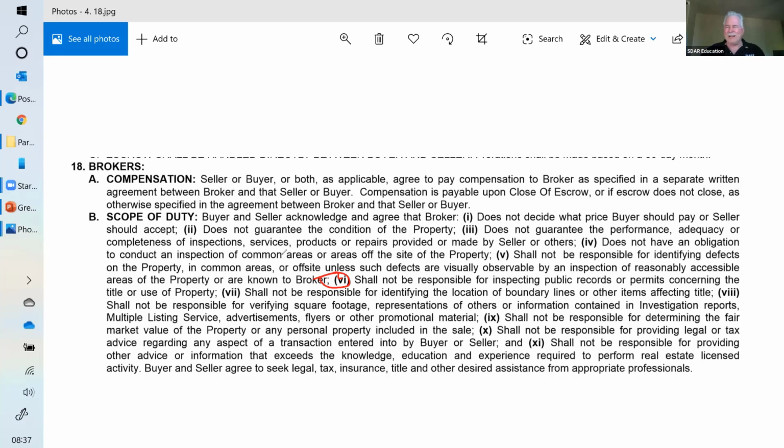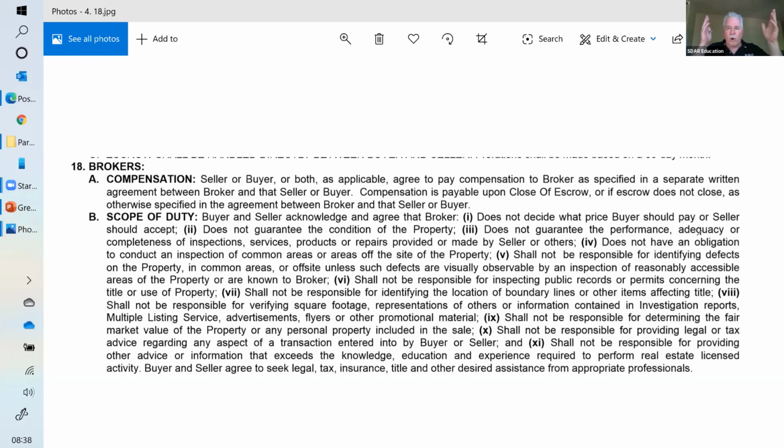Buyer can pay people, I don't know, was it $50? Pay somebody to go do it. I'm not that $50 guy. So, shall not be responsible. These are all not statements for inspecting public records or permits, or considering title or use of the property. Number 7, a broker shall not be responsible for identifying the location of boundary lines. Had a really good case on that, where the agent said there was a fence, and the buyer says, how far is the property line? And the agent says, it's over there where the fence is. Well, the problem was there were 2 other lots before you got to the fence, and none of them were fenced.